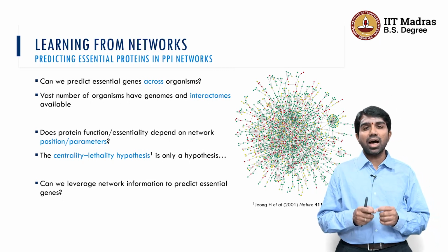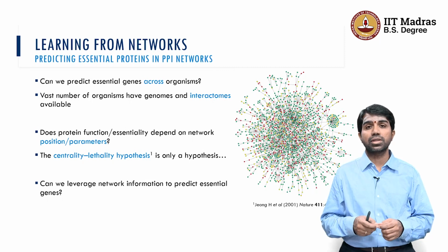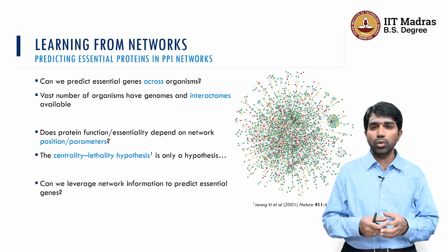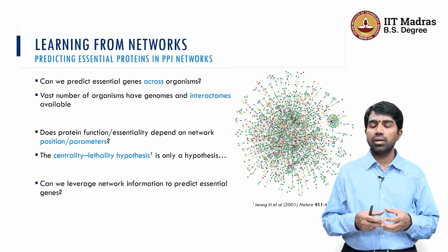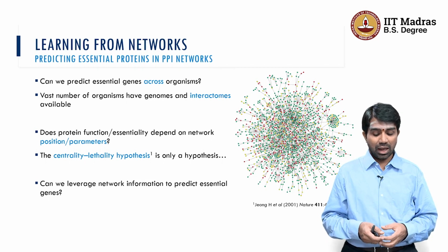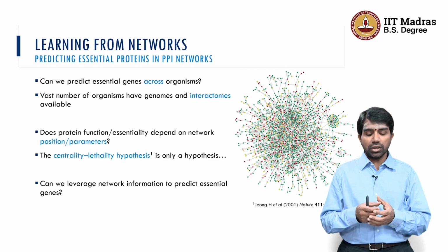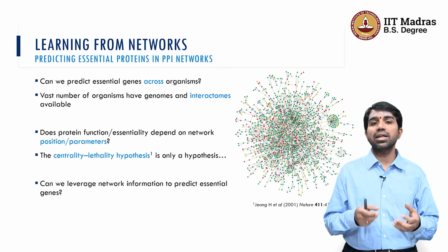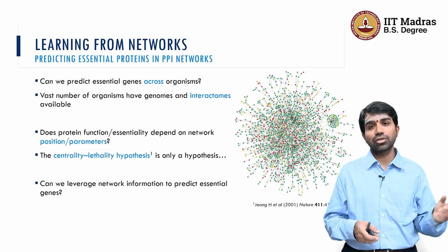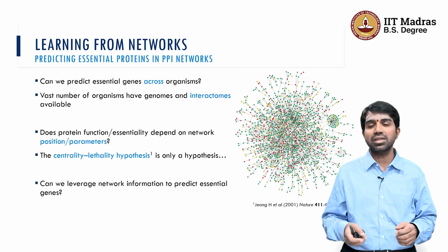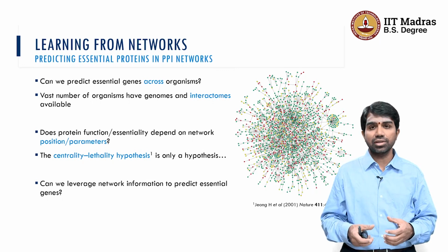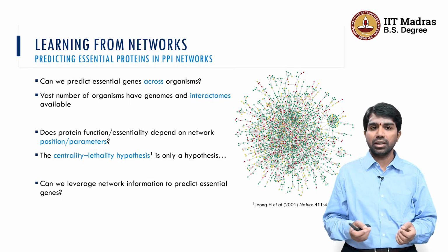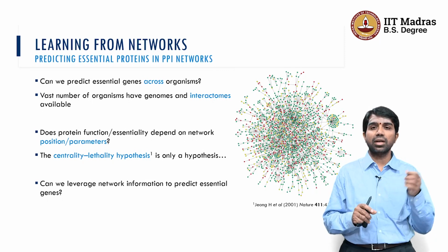Today we have a large number of organisms for which we have genomes and interactomes available, and we've already studied the STRING database and so on, and you have huge networks of functional associations in an extraordinary number of organisms. And can we ask the question, does protein function or essentiality depend on network position or parameters? And remember, the centrality lethality hypothesis, in fact we should call it the degree centrality lethality hypothesis, is still a hypothesis, and there are challenges, right? You could have a protein with very high centrality that's not at all lethal. So this correlation is strong but not absolute.